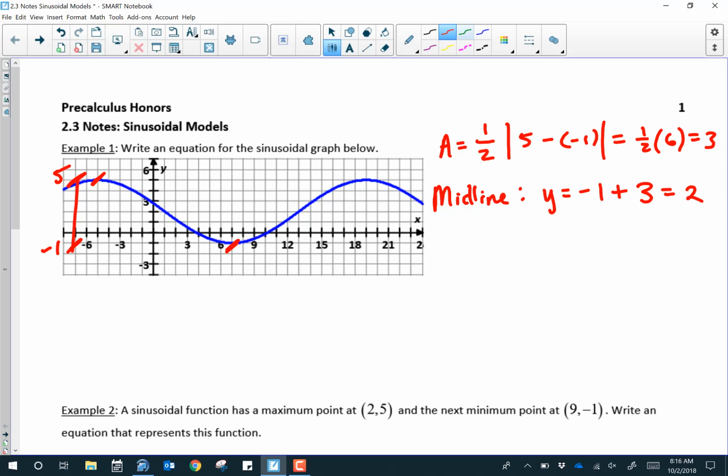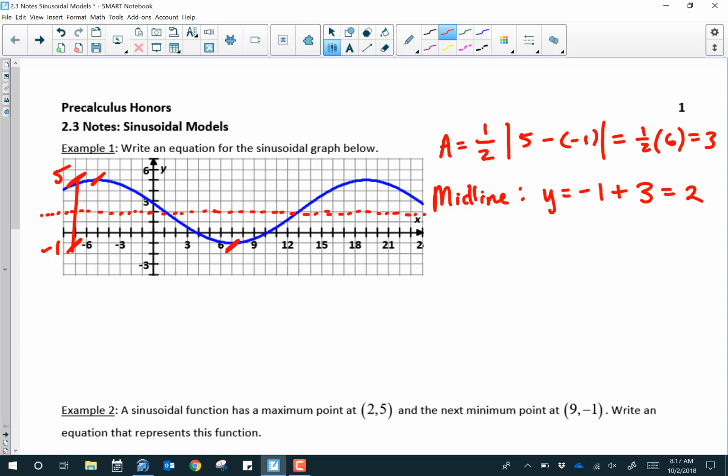Then I like to show the midline on my graph to make sure that it makes sense, and it does. Can you also just look at it? Yes, because this one has easy numbers, you can look at it, but that's not always going to be the case, so I'm giving you a process. All right, so amplitude, midline.